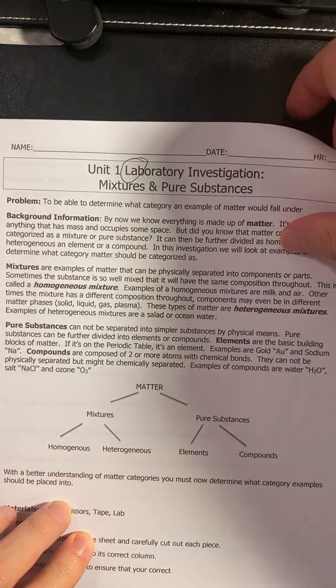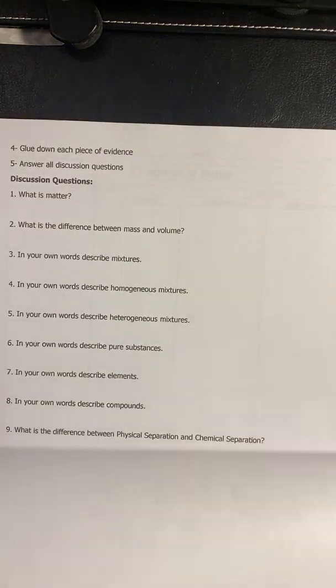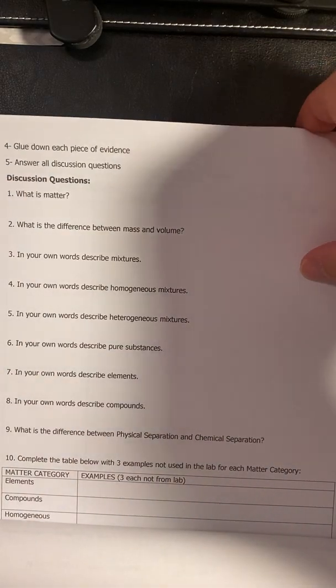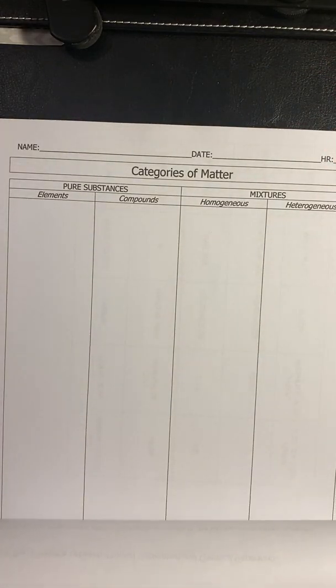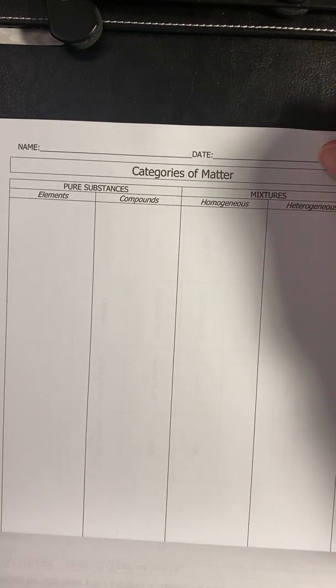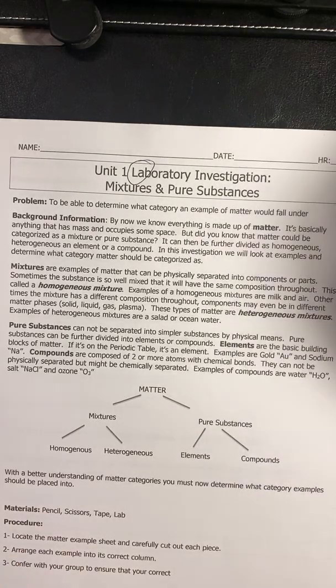But you should have basically this background and materials and start to procedures, your page with discussion questions 1 through 10, and then you've got this table here that we'll be filling in called categories of matter, and then you've got your matter examples sheet. So you'll need all those there, and let's get rolling.